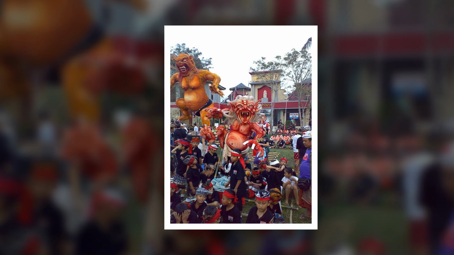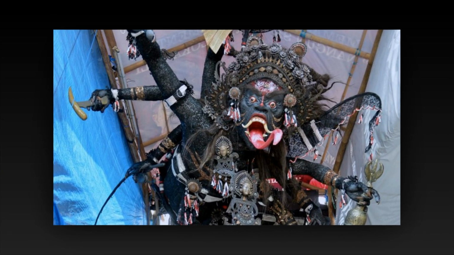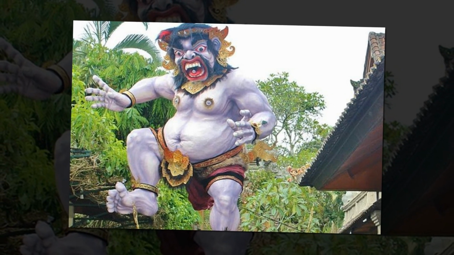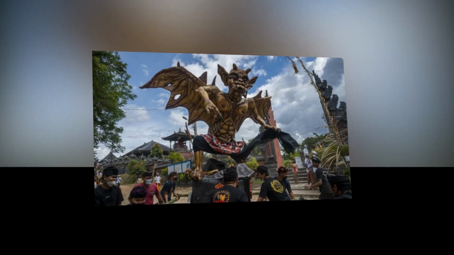Philosophically, civilized men are required to manage the natural resources without damaging the environment itself. Aside from being the symbol of Buddha Kala, Ogoh Ogoh is considered a symbol of modes of nature that form the malicious characters of living beings.